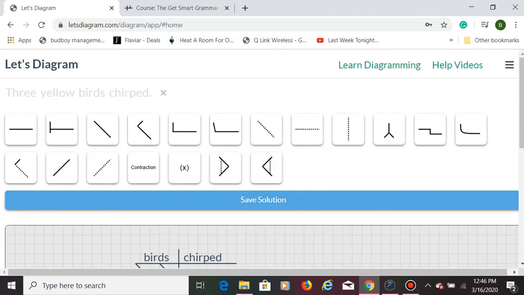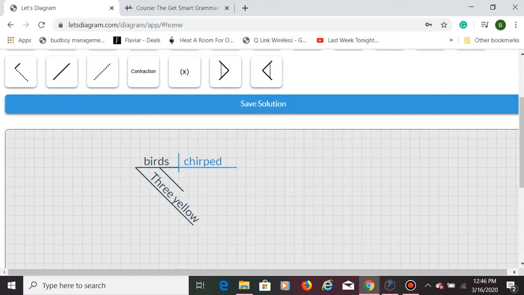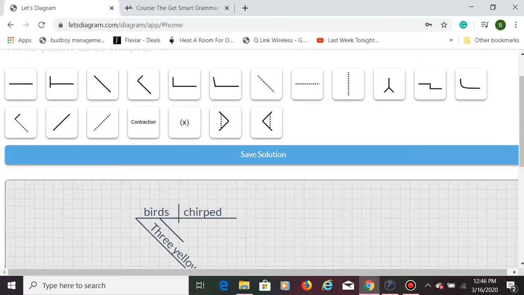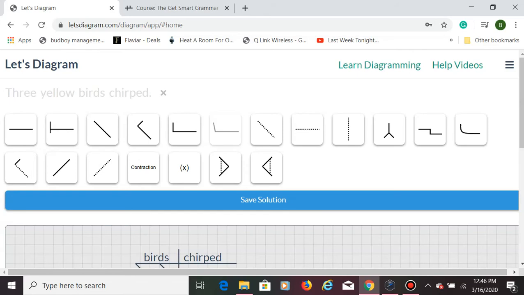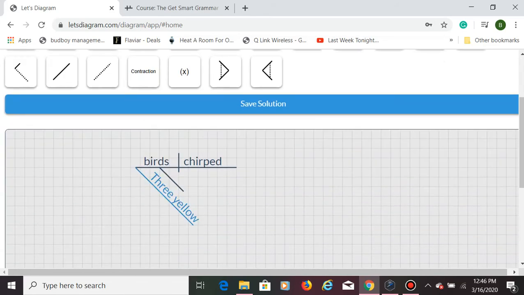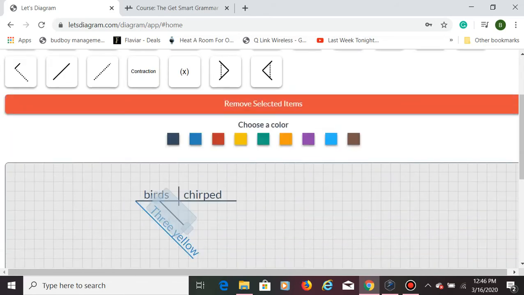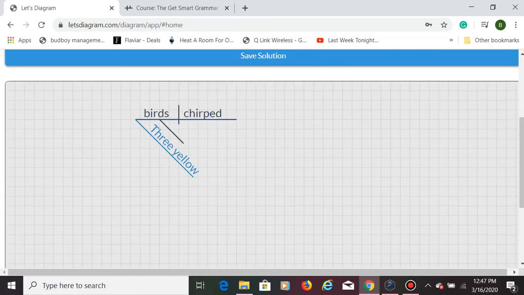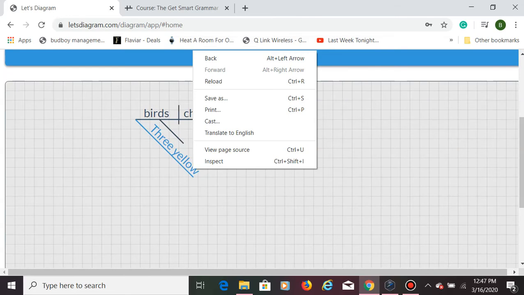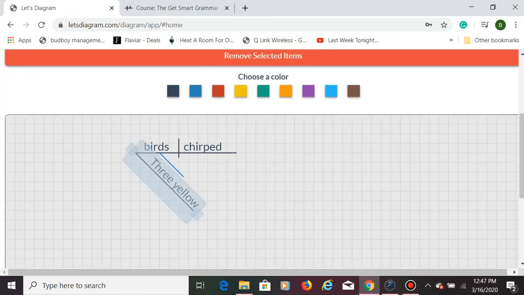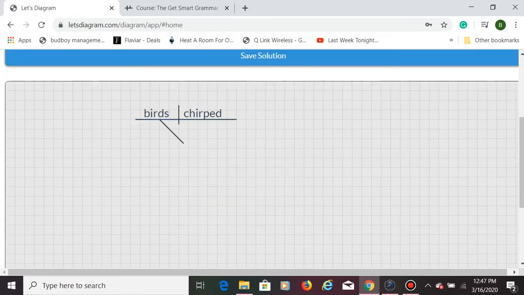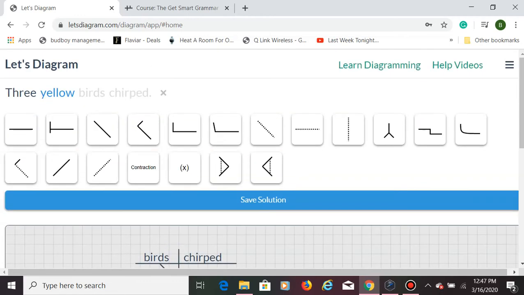See if we can undo that. Alright, one more time. We're going to put it back.